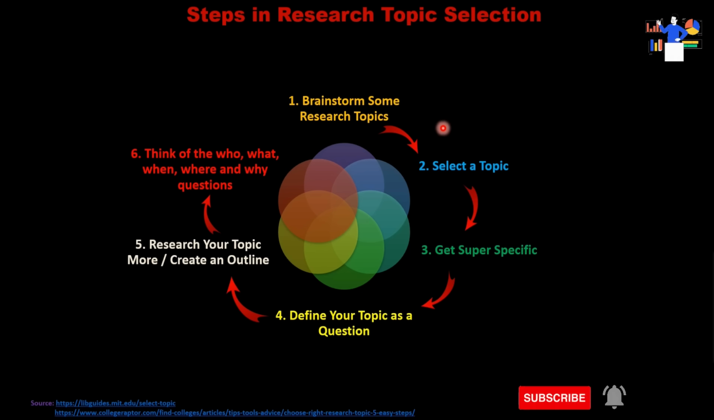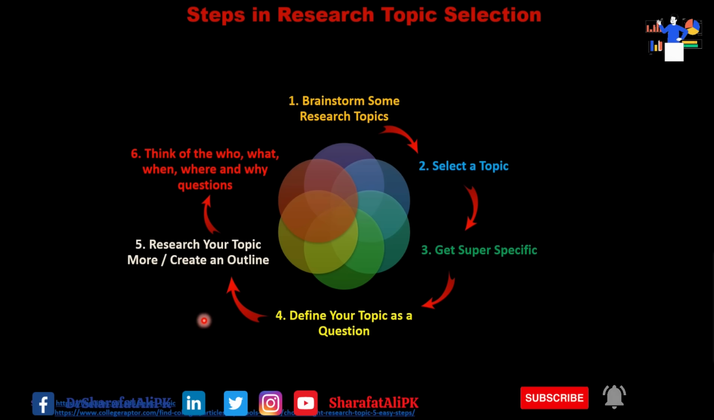These steps include brainstorming, selecting a broad area or topic, narrowing down the topic and making it more specific, and defining this selected research topic as a research question. There may be more than one research question, or it may be one; it depends on the research topic actually. After the selection of the research topic and creating an outline, the researcher should also think of the who, what, when, where, and why questions carefully.